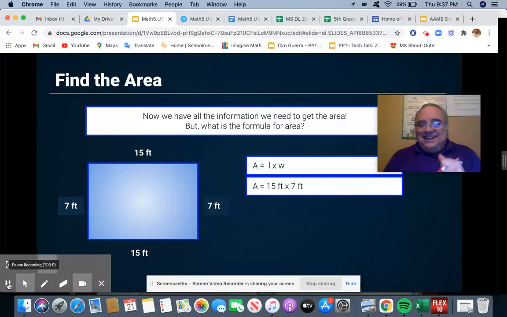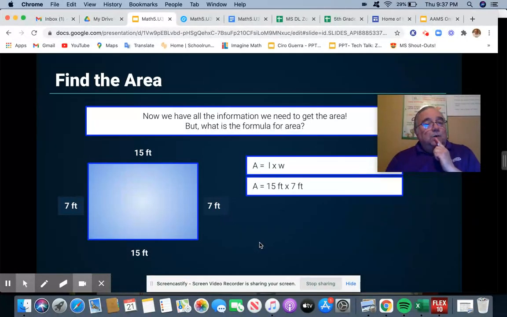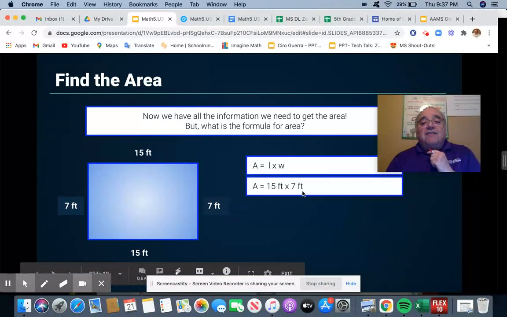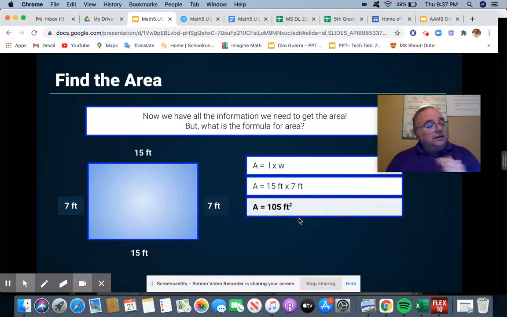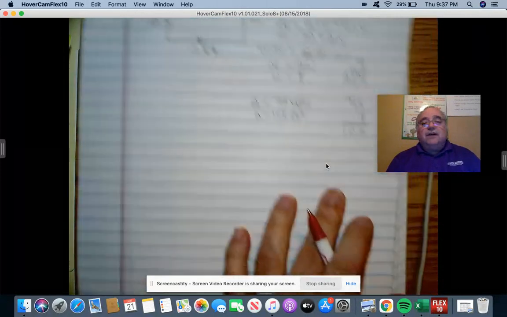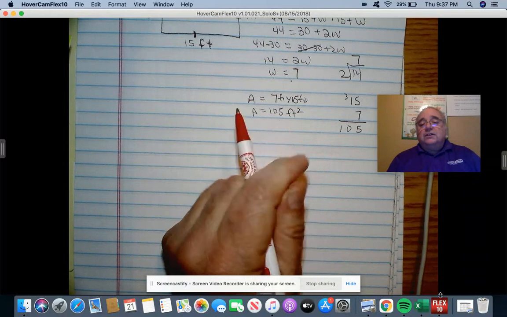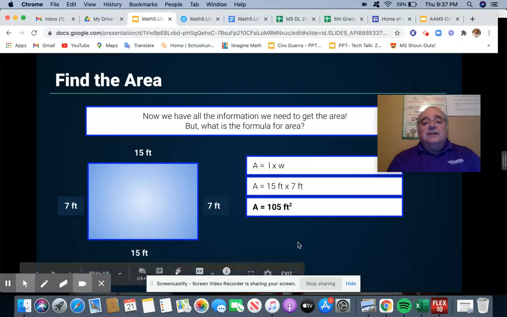Yes! All right, you guys are doing excellent. Yes, the answer is 105. So I know it's going to be 105 feet squared. Let's make sure that's what I got. Yep, 105 right here. And it's 105 feet squared. Good job, guys. Very proud of you guys. We were able to do that.